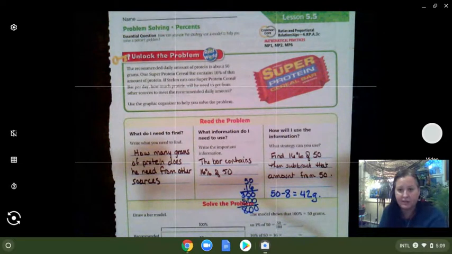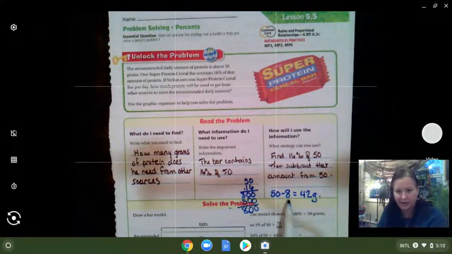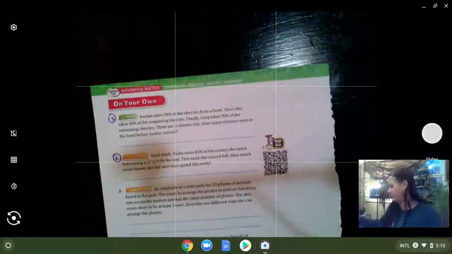So how will I use the information here, this 8 that I came up with? To find 16% of 50, I then subtract the amount from 50, and that's what I did here. I took away the 8 grams that he ate using that protein bar. This is how much he still needs to get his full daily amount of protein. All right, now these I just want you to watch and think through as I do them with you.